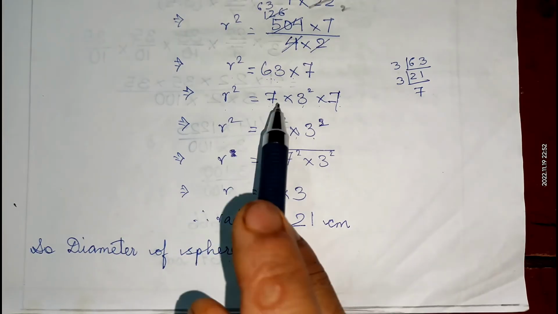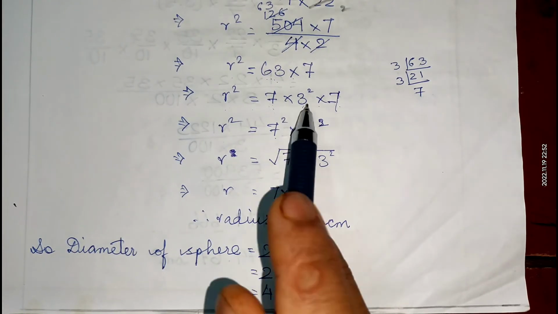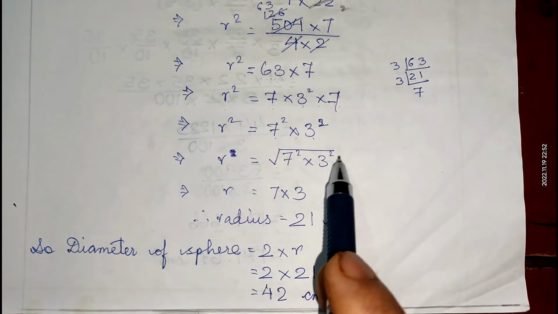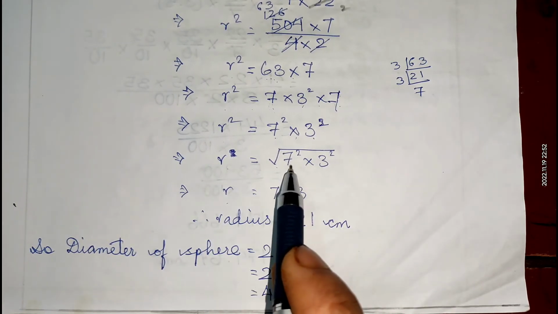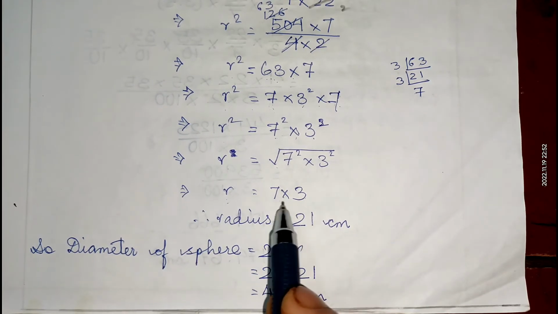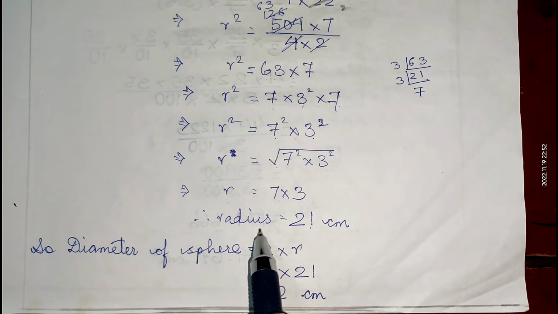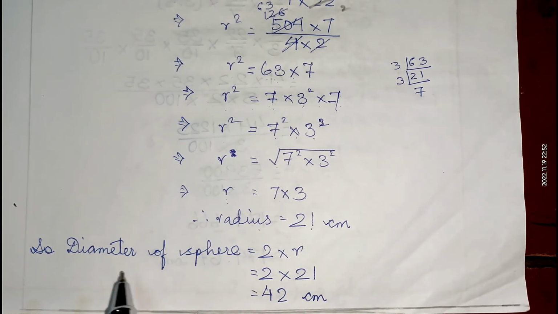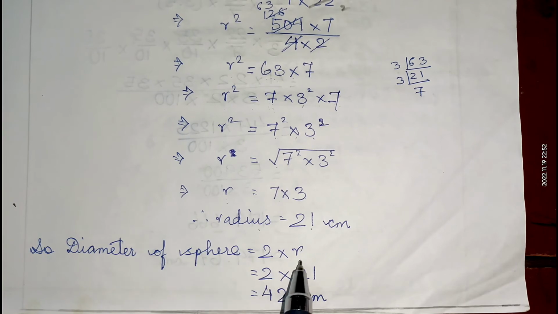So r square equals 7 into 7, 7 square into 3 square. So r will be the square root of 7 square into 3 square. So r will be 7 into 3, and 7 into 3 is 21. Therefore the radius of the sphere is 21 centimeter. Now we have to find the diameter of the sphere, which is twice the radius. So it will be twice 21, which will give 42 centimeter. Therefore the required diameter of the sphere is 42 centimeter.